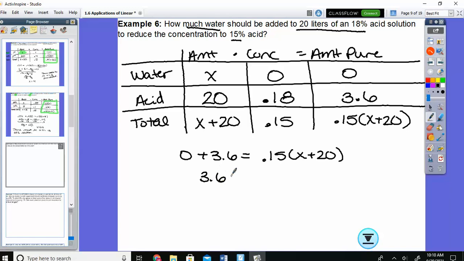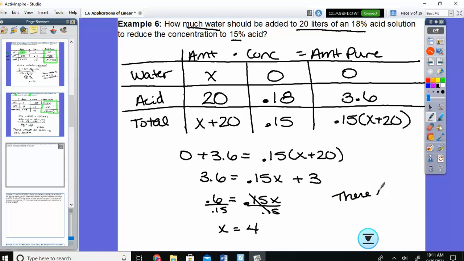So we get 3.6 equals 0.15x plus 3. Subtract your 3. Divide by the 0.15. And x is 4. So we should have 4 liters of water.